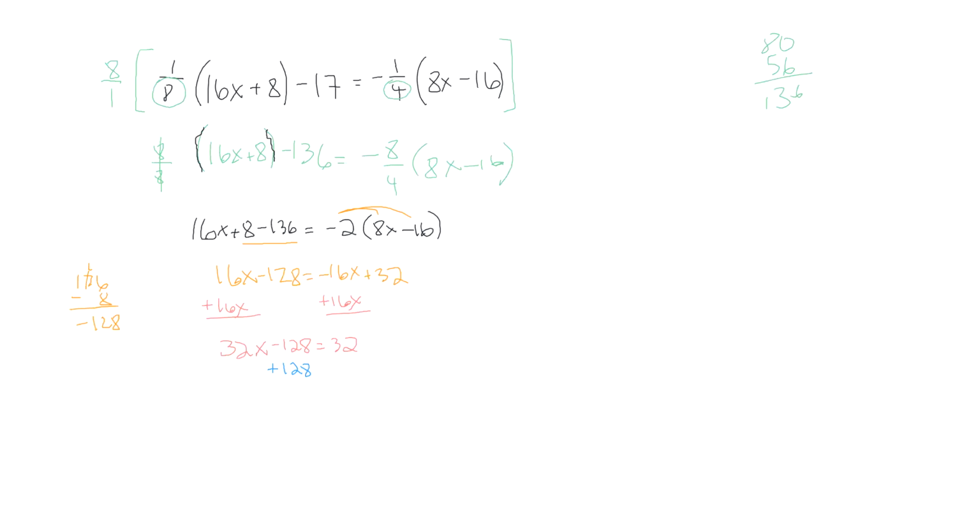128 plus 32 is 160. So 32x equals 160. I will divide both sides by 32.